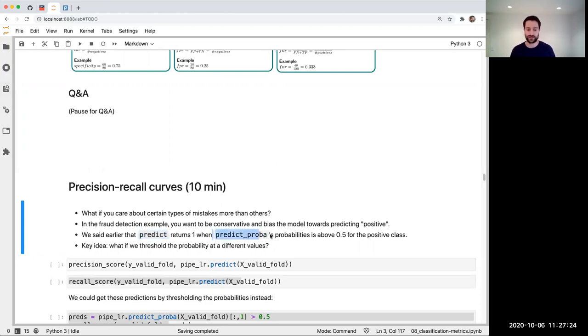And just a reminder that predict proba actually gives you 2 columns. It gives you the score for not fraud and the score for fraud, and they add up to 1. And today I'm just going to be talking about that second column, the score for fraud. So how much does it think there's a fraud?